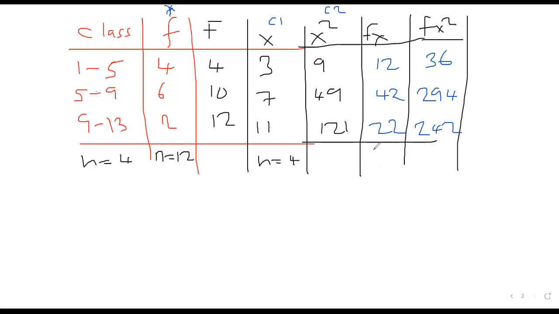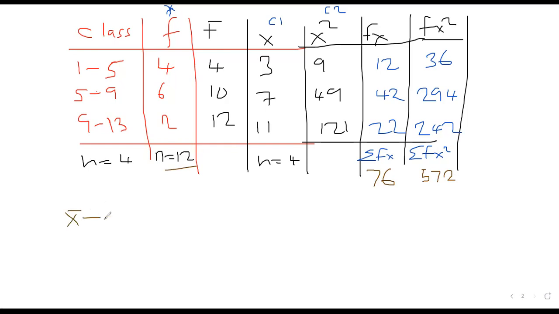So total here, we use a seemingly E-looking figure, summation of x, seemingly E-looking figure, summation of x squared. So you get the totals here. So 12 plus 42 plus 22 will give you 76. 36 plus 294 plus 242 will give you 572. And our n is 12. So I want us to just find 5 things here.